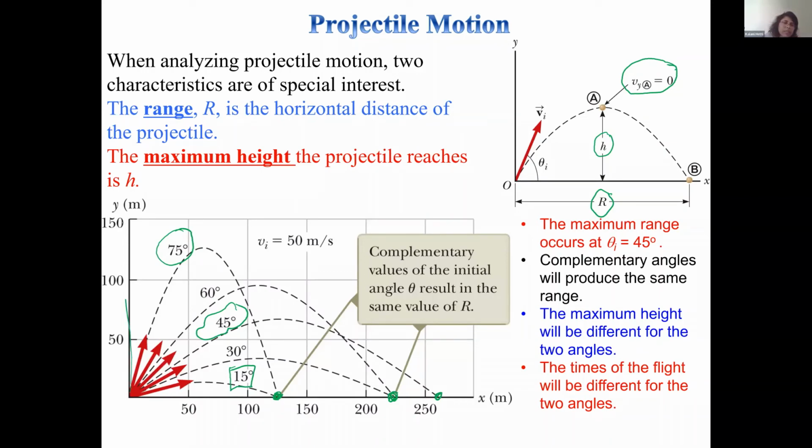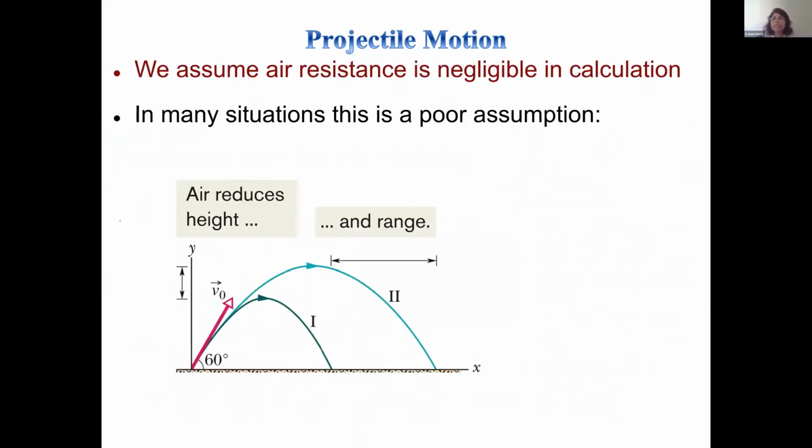75 is here, 90 goes exactly on the vertical line. So these are some features that you can see in projectile motion. In addition to that, we are doing an approximation by saying that there is no air resistance. We ignore the air resistance, but what air resistance actually does is slow down the motion.